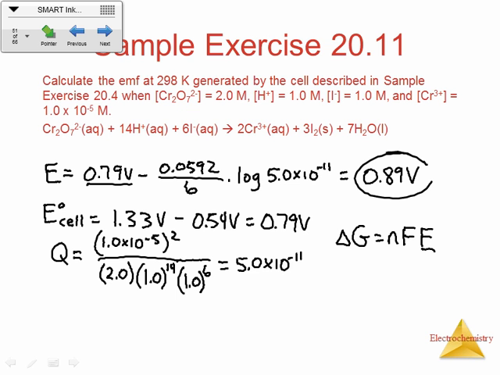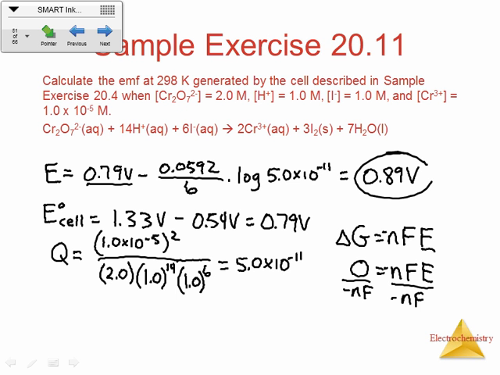If you remember this from thermodynamics, when a reaction reaches equilibrium, which this reaction is striving for eventually, your delta G is going to end up being 0. Sorry, there should be a negative sign here, negative nFE. If your delta G is 0, and you solve for E, then your E is also 0, right?